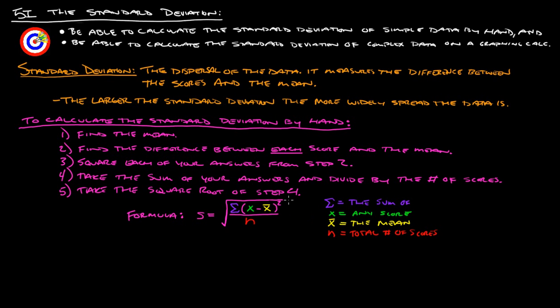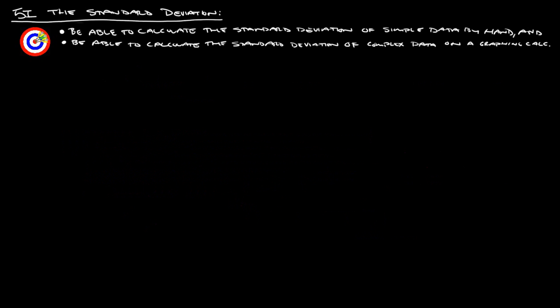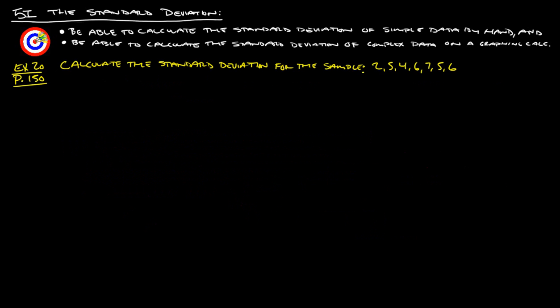And again, that looks confusing, and it really kind of is. So let's break it down into steps, and I think that will help out a lot, make it easier. Okay, so let's take a look at example 20 from page 150. It says calculate the standard deviation for the sample 2, 5, 4, 6, 7, 5, and 6.